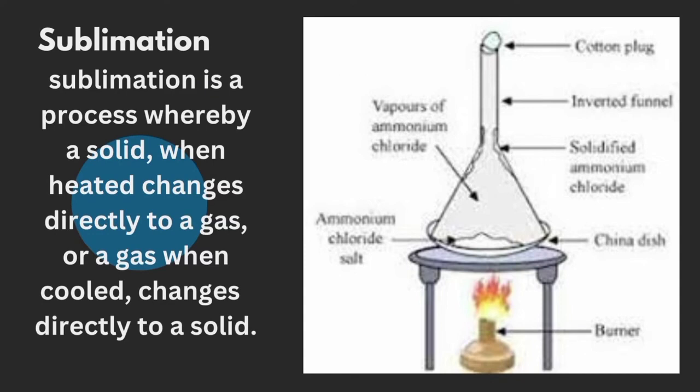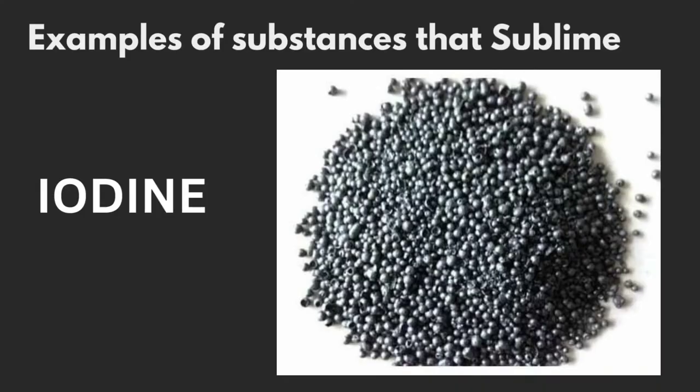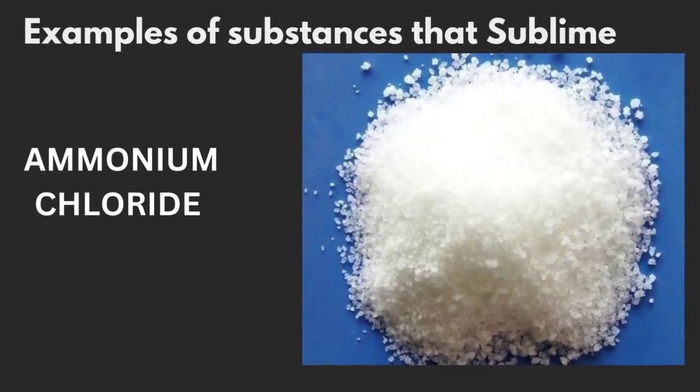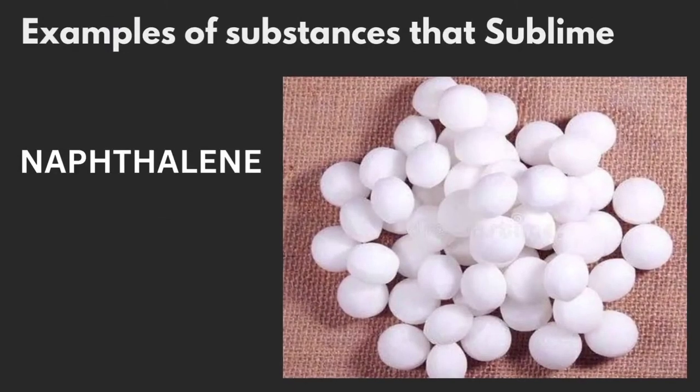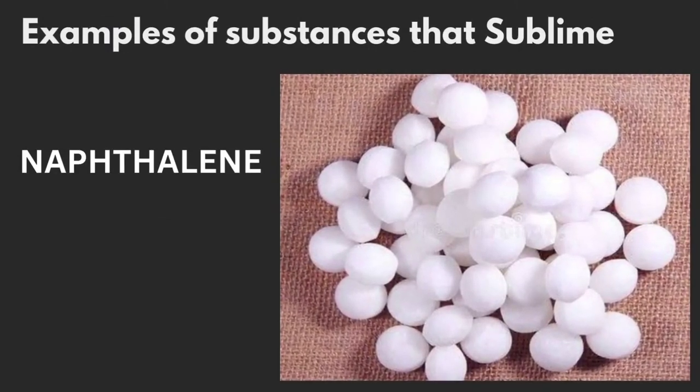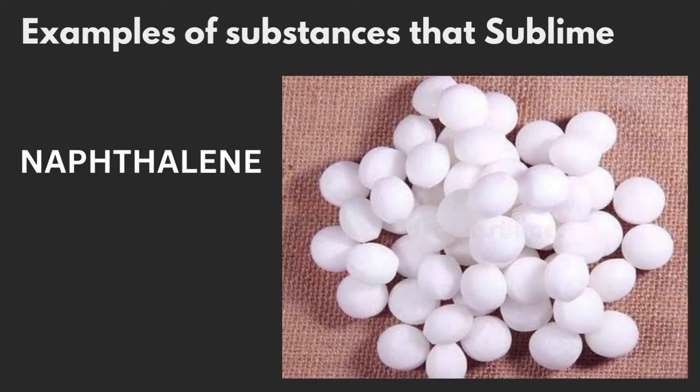So sublimation is a method used to separate substances that sublime from those that do not. Examples of other substances that undergo sublimation include camphor, iodine, ammonium chloride, naphthalene, and so on and so forth, okay? I want you to pay attention to this video to learn more about other separation techniques as well as the purity of a substance, okay?